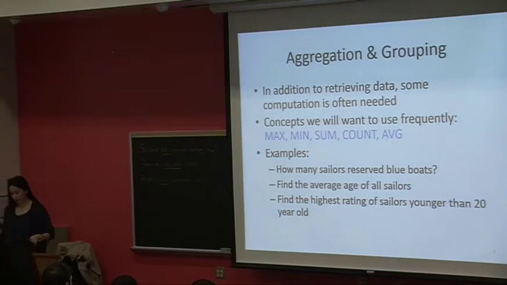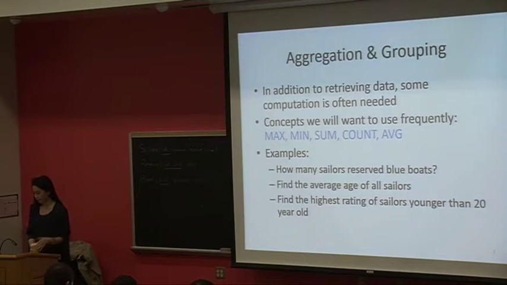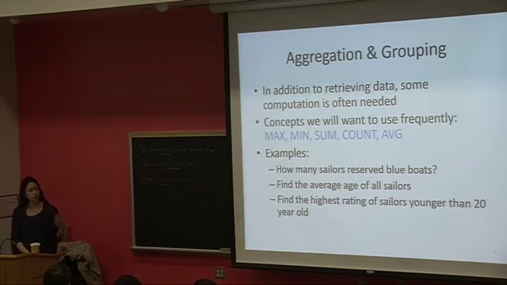What I mean by aggregation and grouping is that, in addition to retrieving data, some computation is often needed. If you think about the 10 queries that we have worked on, actually there was no computation included. We were just retrieving data based on different criteria, what are the fields we want, how do we join tables together. But there was no computation involved at all. For example, counting, or finding the average, or the sum. None of that was included.